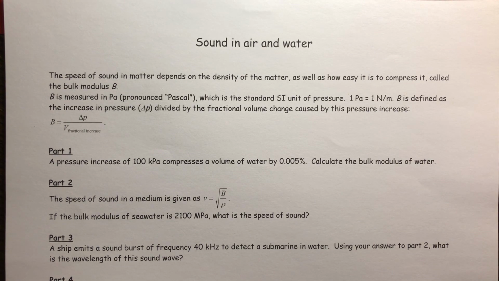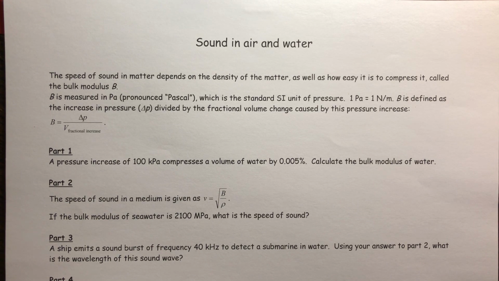Speed of sound in matter depends on density of the matter, as well as how easy it is to compress, called the bulk modulus. It's measured in pascals, which is the standard SI unit of pressure. 1 Pascal is 1 Newton per meter squared. The bulk modulus is defined as the change in pressure divided by the fractional volume change caused by this pressure increase.